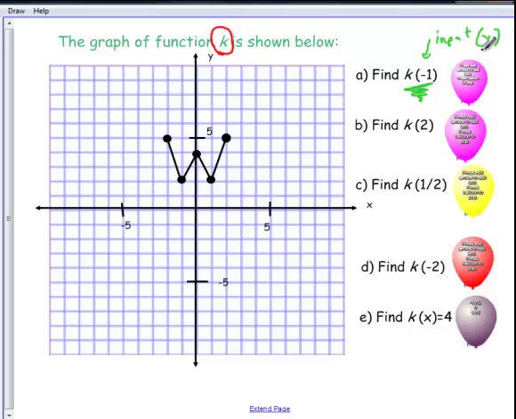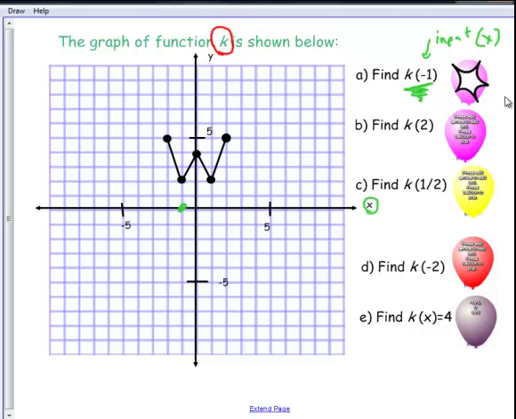All right, so input means x, so I'm going to go down here to my x-axis, and I'm going to go over to negative 1. And I'm going to go up on my graph until it touches, which is at 2. And I'm going to realize that my output is the value 2.